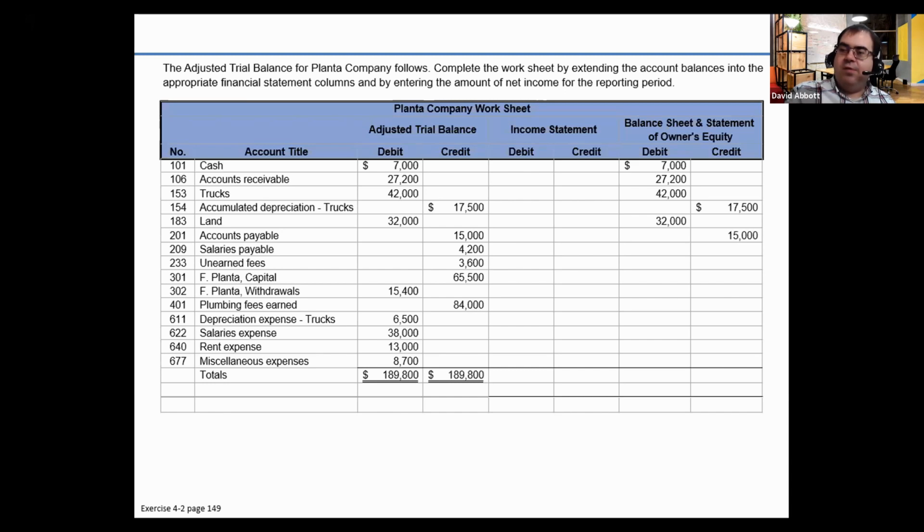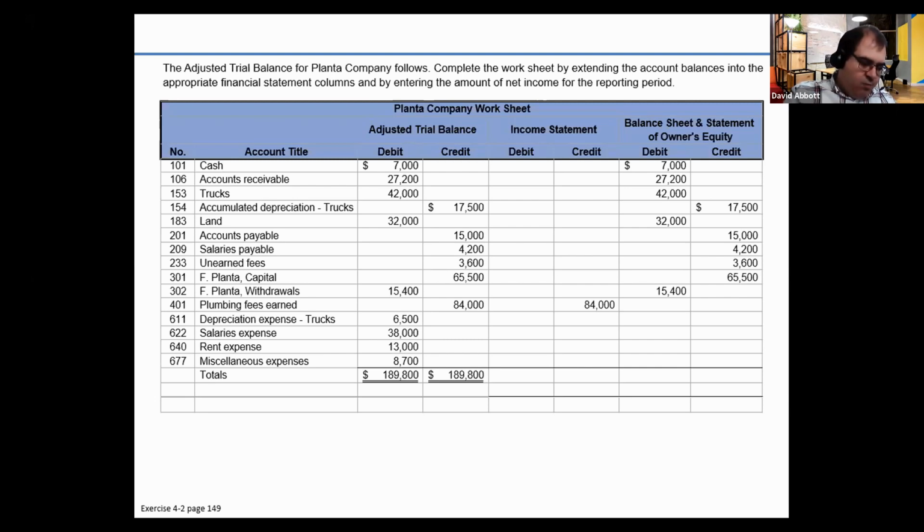And then accounts payable is a liability, so it would be a credit. Salaries payable also is a liability, so it affects the balance sheet. Same thing with unearned fees. It is a liability, so it's a credit, and again, it affects the balance sheet. And then F. Planeta, Capital, is a credit because it affects the balance sheet and it's part of equity. And then withdrawals is part of equity, but it's reducing the capital, and so we would place that on the balance sheet.